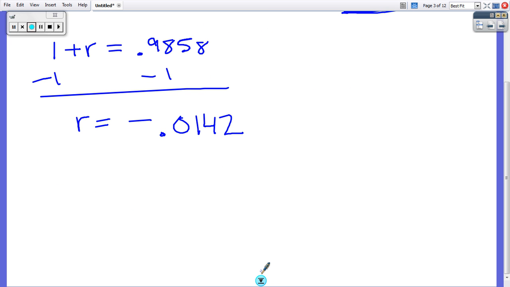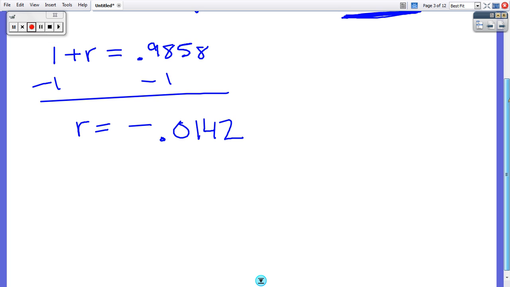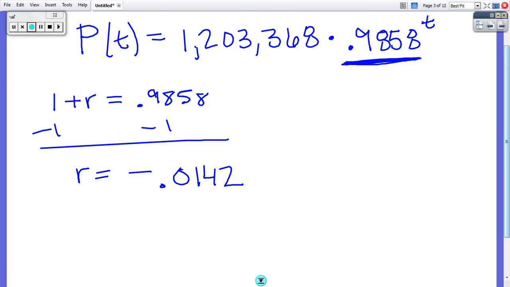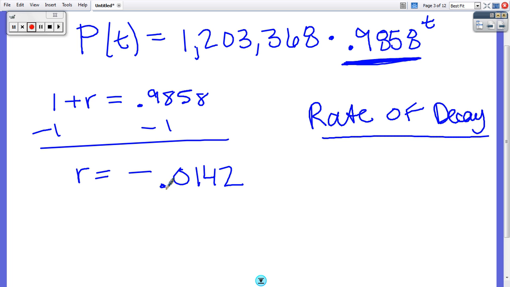So this is an exponential decay function. I want to find the rate of decay. So I'm looking for rate of decay. My rate of decay, if I move the decimal point over, is 1.42%. Now, why didn't I write negative 1.42%? Well, the reason for that is because we already know that it's a rate of decay. So we already know that we're going to be going down by a certain percentage. So we never actually write the negative when we talk about percents.